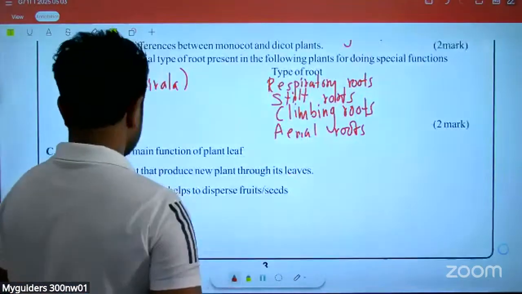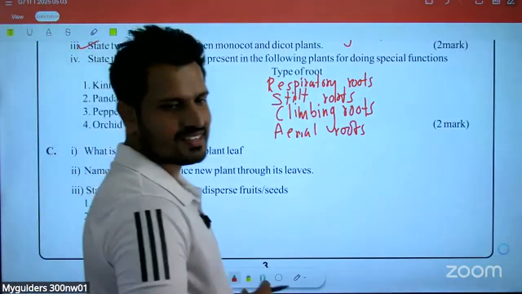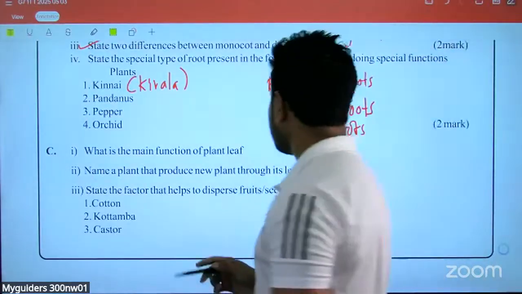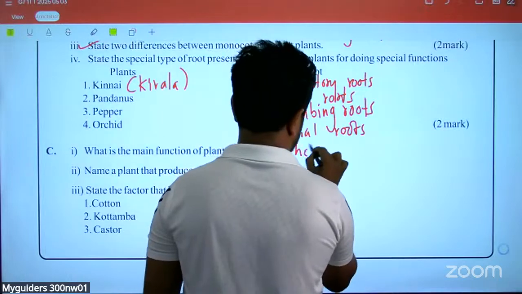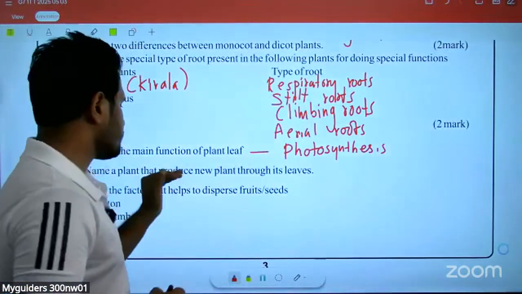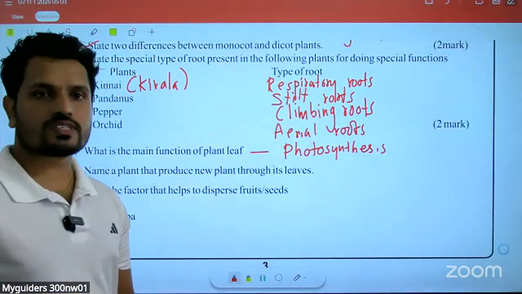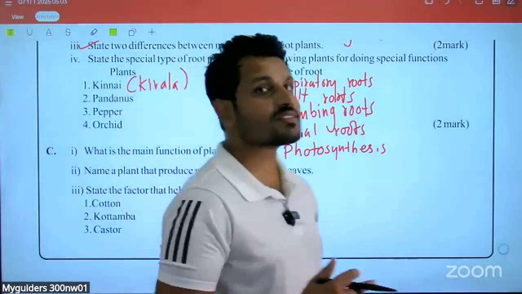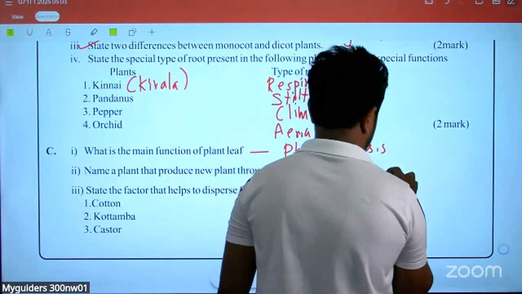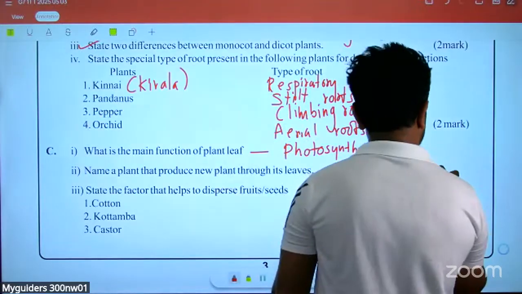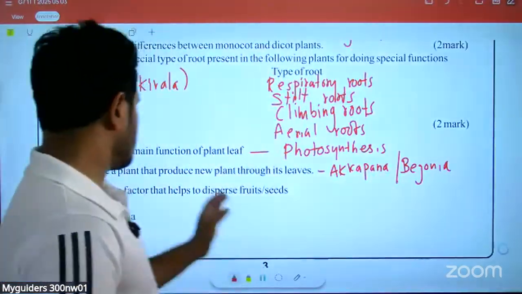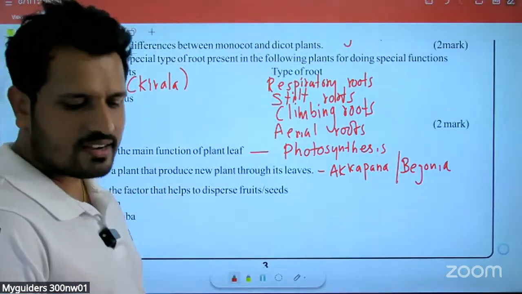Aerial roots. Part C. What is the main function of a plant leaf? ඕකට වෙන ඒවා නම් ලියන්න එපා පුතේ. Main function එක මොකක්ද? Photosynthesis. Name a plant that produces new plants through its leaves. Leaves වලින් අලුත් plants හදන plant එකක්. අක්කපාන, begonia. These are very good examples for vegetative propagation, right?